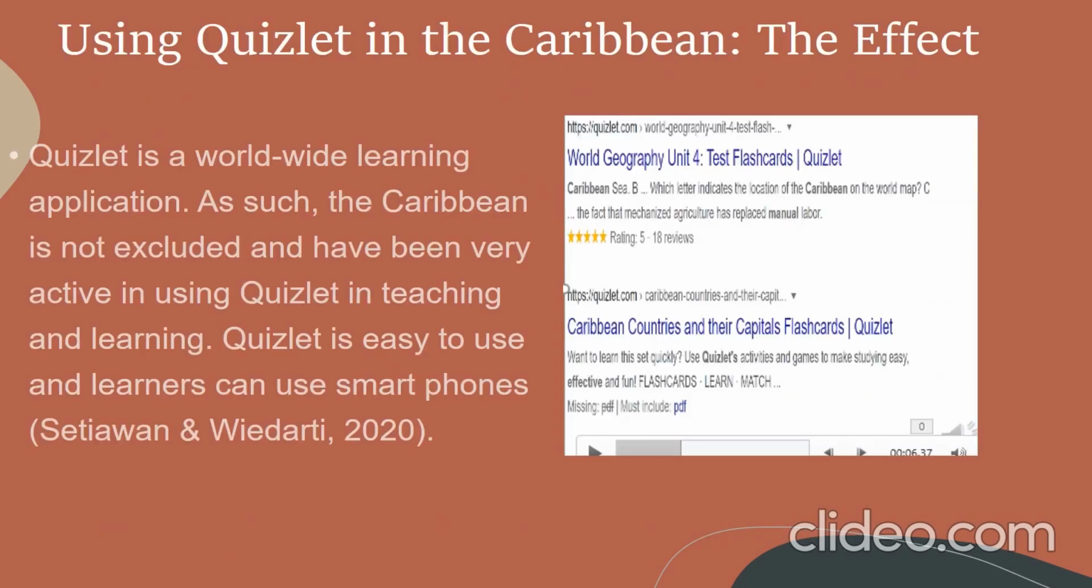Using Quizlet in the Caribbean, how effective is this? Well, Quizlet is a worldwide learning application, and as such, the Caribbean is not excluded. If you take a browse in Google, you will realize how much Caribbean content is included in the Quizlet application. Quizlet is easy to use and learners can use their smartphones.